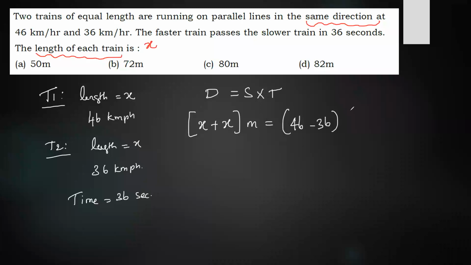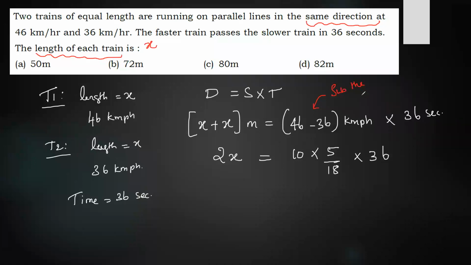Then speed. Speed is 46 and 36. Are they coming in opposite direction or same direction? The question says the same direction, right? In the same direction, we need to subtract the speeds. So 46 minus 36, this is kilometer per hour, into time 36 seconds. So we have 2x meter equal to 10 kilometer per hour. 10 kilometer per hour is 5 by 18 meter per second into 36.